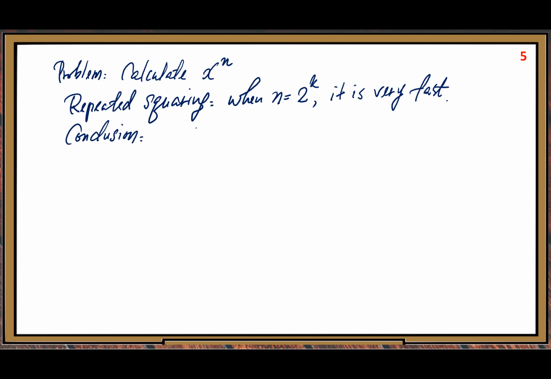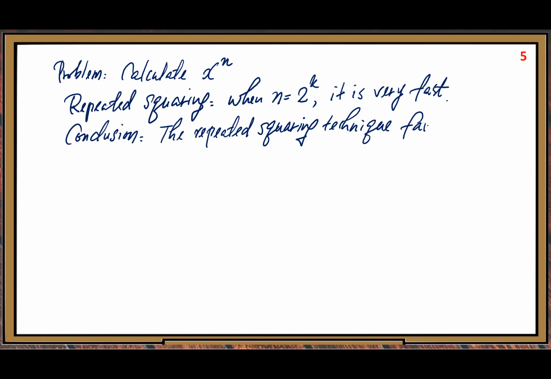The conclusion is, the repeated squaring technique favors the structure of n equals a power of 2. That's natural: power of 2, squaring.